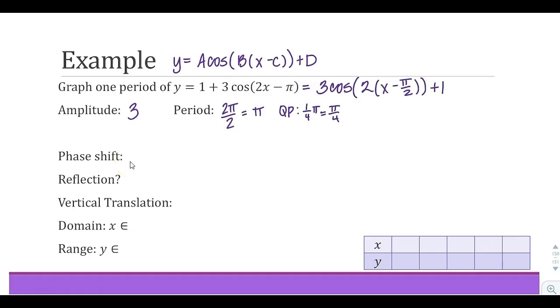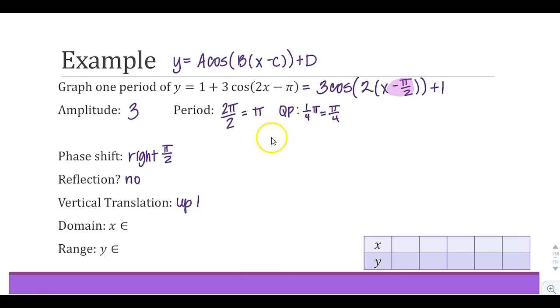The phase shift. So the phase shift is identified by this minus c value. So that's why we had to factor it out. We don't want to be tempted to say the phase shift is minus pi. That's not true. It's minus pi over 2, which means that the graph will move to the right pi over 2. There is no reflection. The number in front of cosine multiplied is positive, so reflection no. The vertical translation is going to be up 1 because I have a plus 1 on the outside.